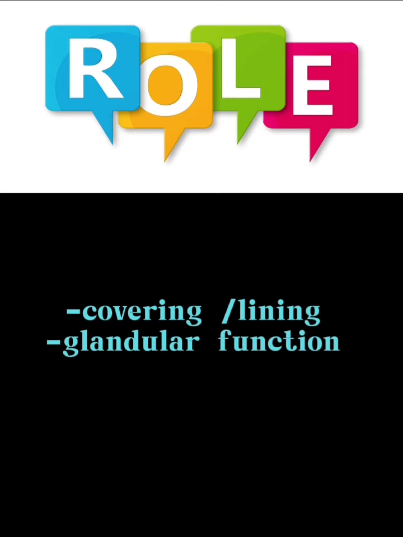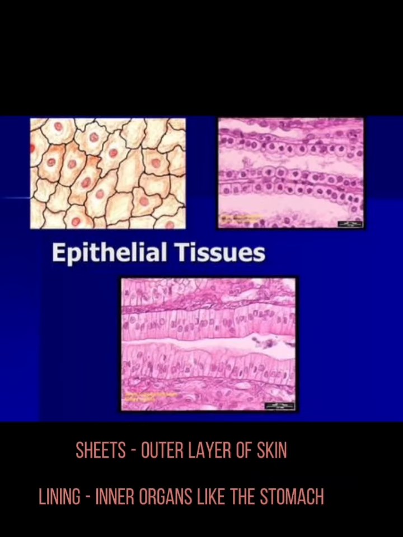Basic role of epithelial tissue. The basic role is for covering or for lining. The next one is for glandular function. The first kind is to cover or line, and then we also have sheets, which is the outer layer of the skin, and we have the lining, which is the inner organs like the stomach.